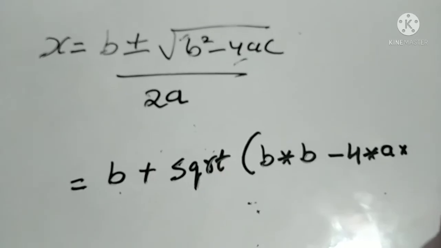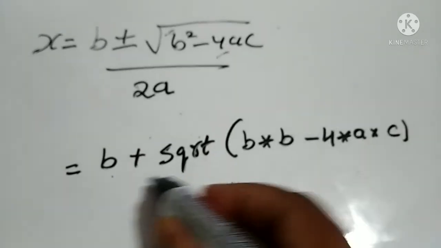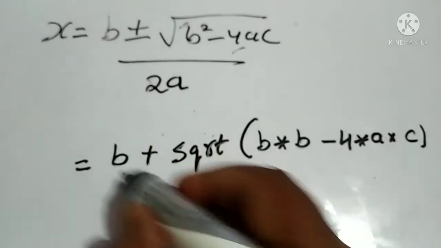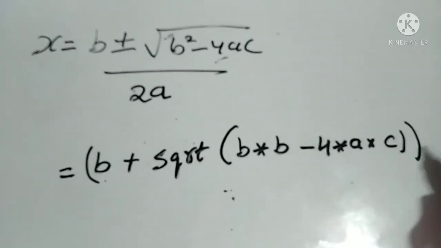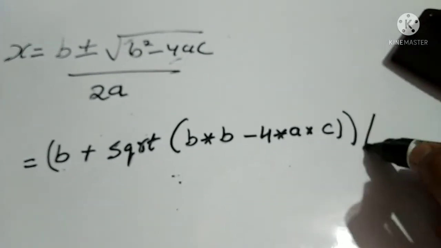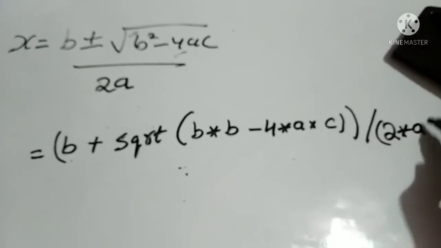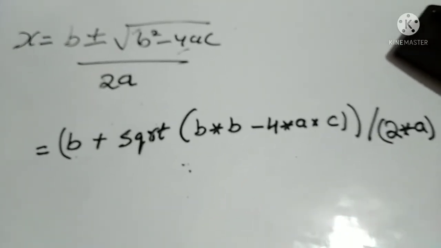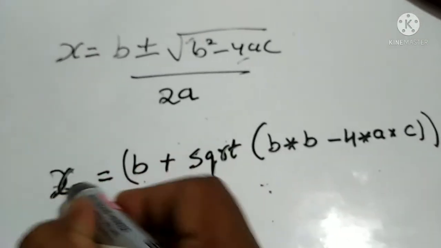I cannot write 4ac directly. I have to write 4 into a into c. Divided by 2a, I cannot write like this. I have to put brackets, then for this whole number, I have to divide it by 2a. Once again, 2a I cannot write together. I have to write it as 2 star a. This is my x. One value I got.